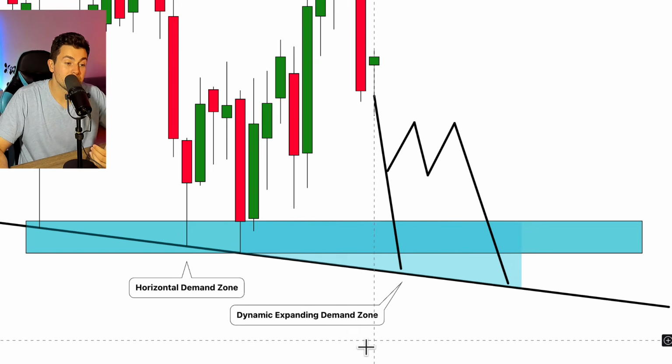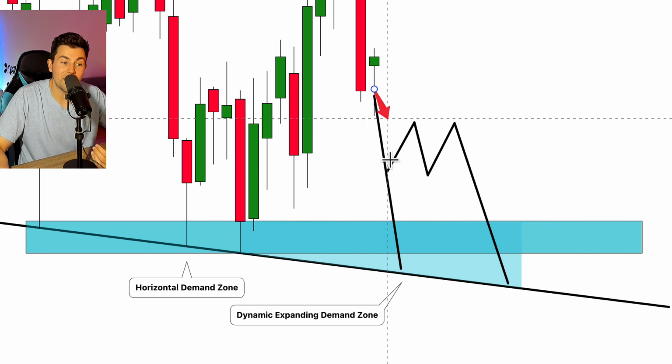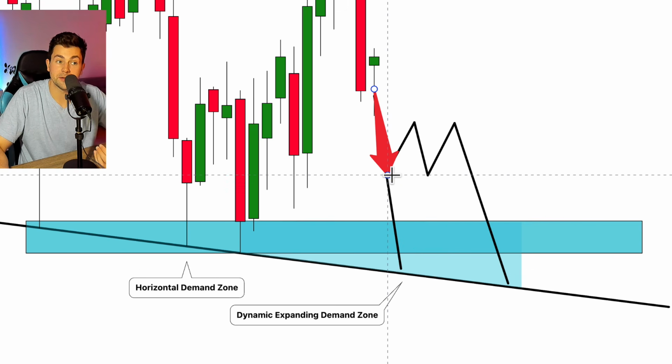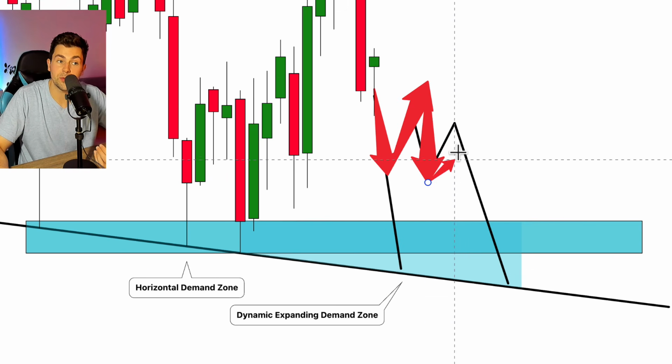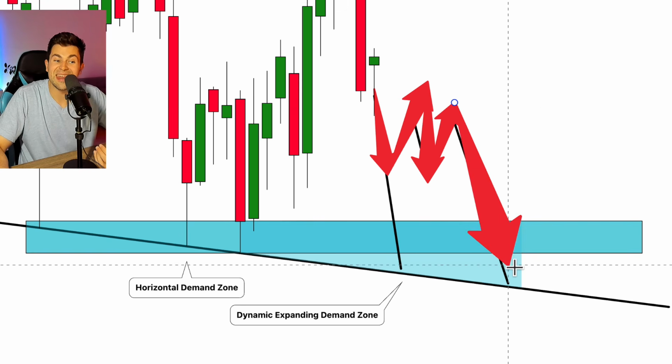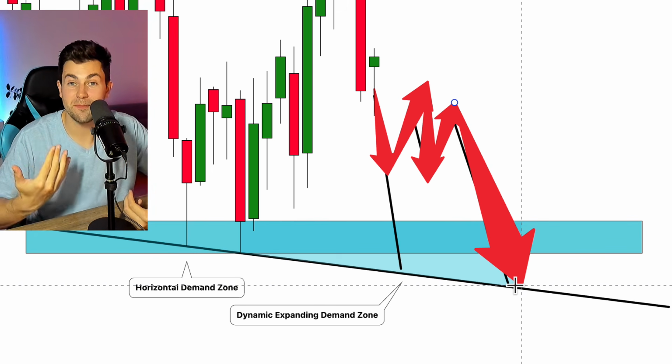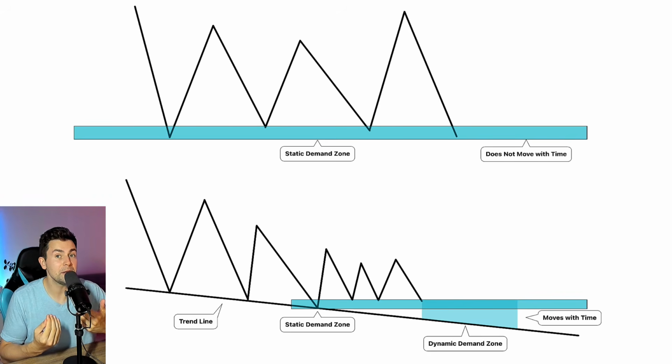If the price drops rapidly now, the lower boundary of our liquidity zone will be here. But if instead the market starts trading sideways, if we see a consolidation first, then the lower boundary of this demand zone will be at lower price levels. So it will expand with time. A dynamic liquidity demand zone is a combination, a confluence of a static liquidity demand zone and a strong trend line, so that the zone would constantly change over time.